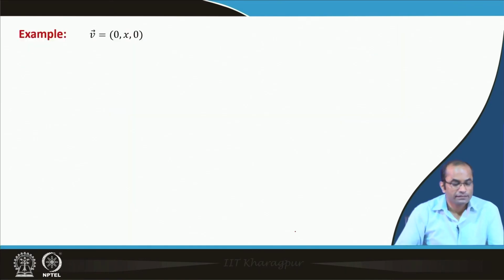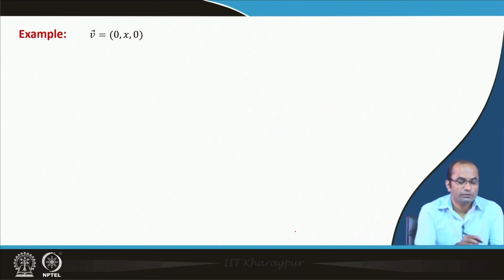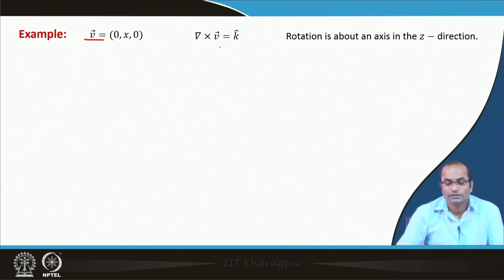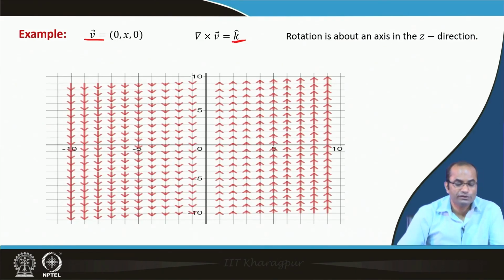So, we take the next example, where 0, x, 0 is the vector field, and in this case if we compute the curl, it comes out to be k. So, the rotation is about the axis in the z direction. That is just the k, and if you visualize this vector field, then for instance this and then increasing, so in this direction increasing.